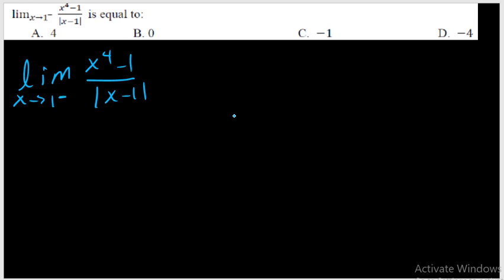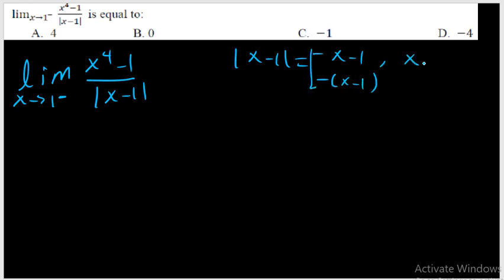The next question: the limit of (x to the power of 4 minus 1) the whole over the absolute value of x minus 1 as x goes to 1 from the left side. First of all, the absolute value of x minus 1 is the same as x minus 1 or the negative of x minus 1.